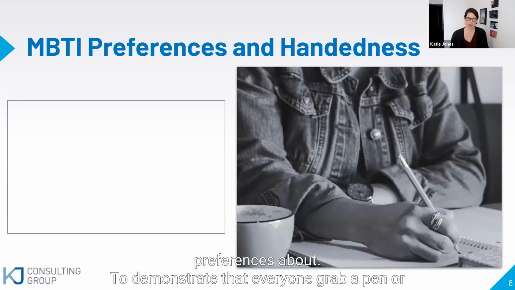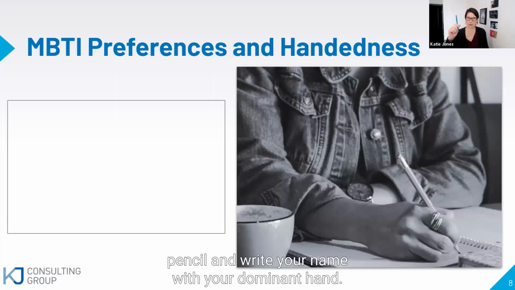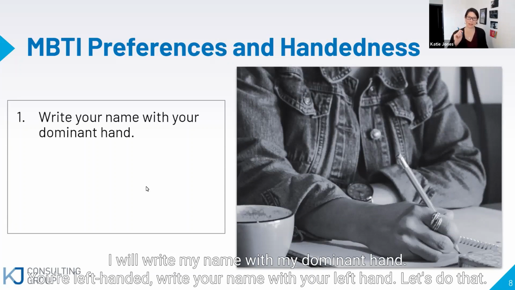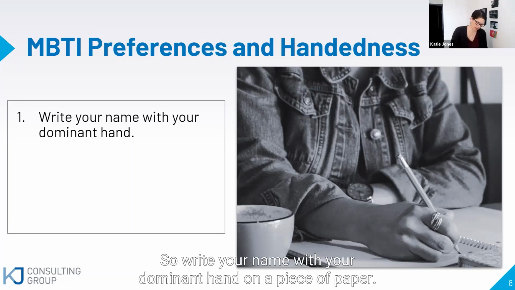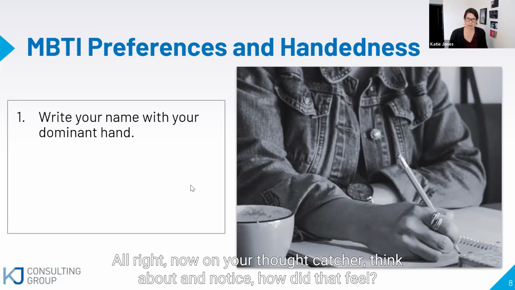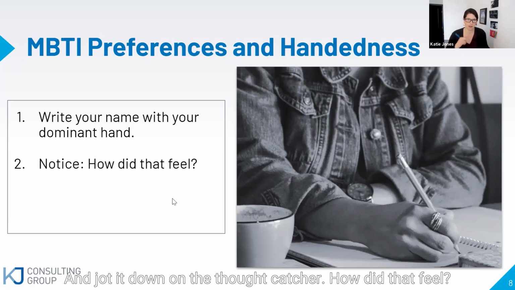To demonstrate that, everyone grab a pen or pencil and write your name with your dominant hand. So I'm right-handed. I will write my name with my dominant hand. If you're left-handed, write your name with your left hand. Let's do that. So write your name with your dominant hand on a piece of paper. All right, now on your thought catcher, think about and notice, how did that feel? And jot it down on your thought catcher.